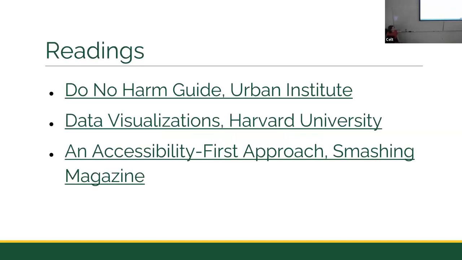So we pulled our information from a number of different places. And again, these are all links, so we can share this with the three of you or whoever else is interested. There are a couple of different data visualizations from Harvard University. The Do No Harm Guide is a multiple-page PDF booklet, I believe. And then from Smashing Magazine, which is a website, an accessibility-first approach. There's lots of information out there. Of course, the World Wide Web is great, but it also opens a lot of gateways that don't necessarily need to be open. So if you're Googling or searching, just be cautious.